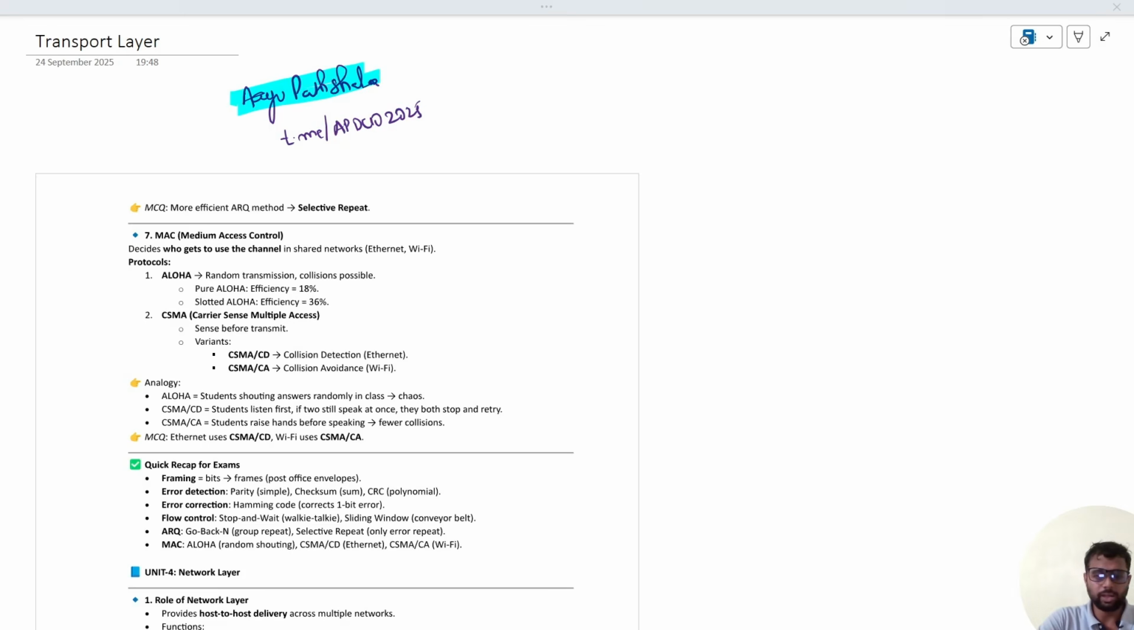So welcome back to Aayu Pathshala. Friends, today we are going to start with the network layer. Previously, we have seen the data link layer and the physical layer of the OSI model.